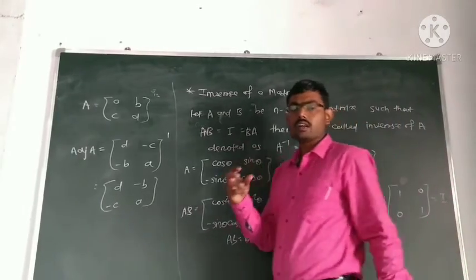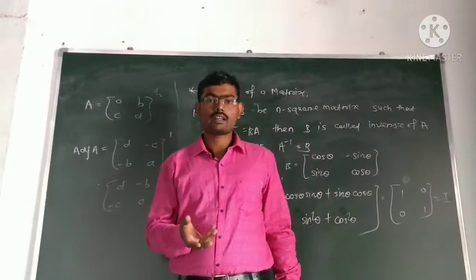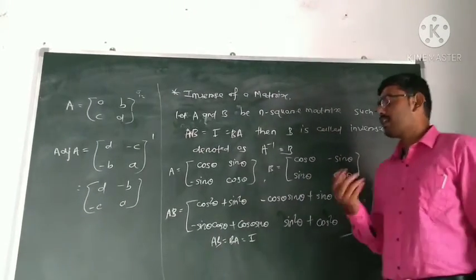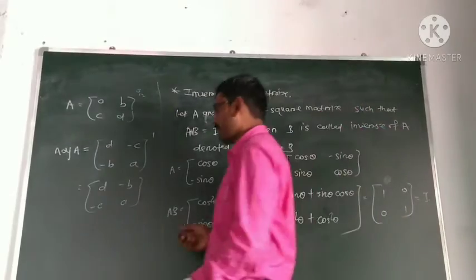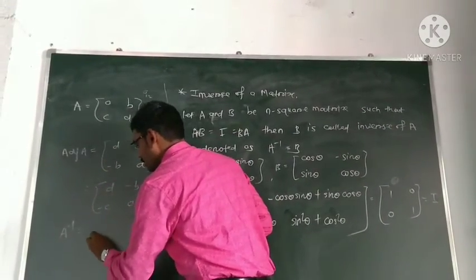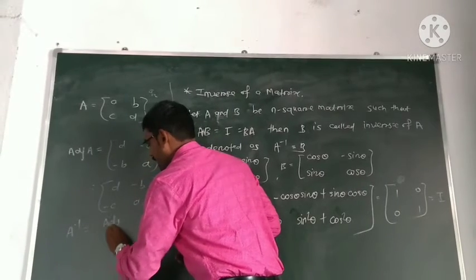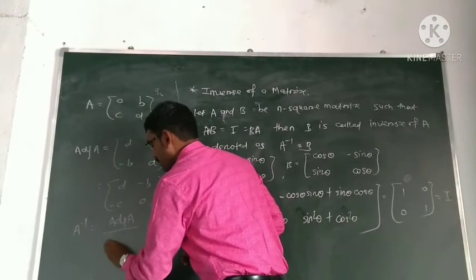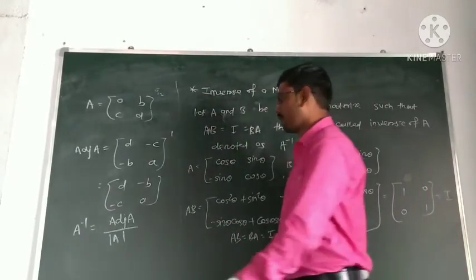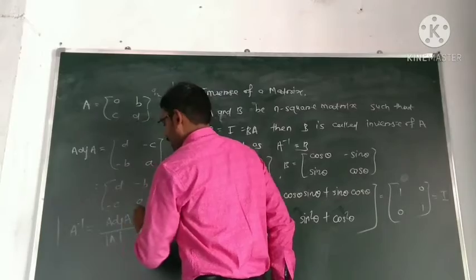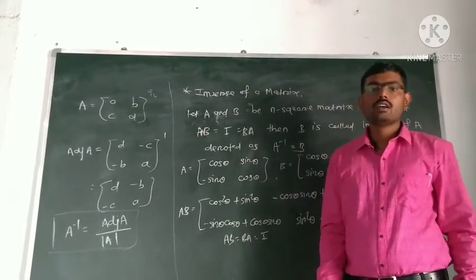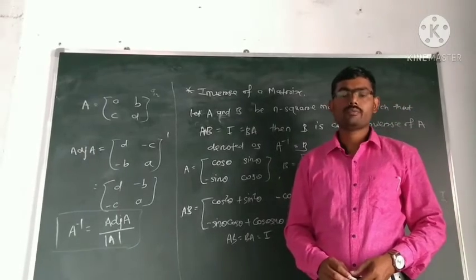This is the concept of inverse of a matrix. And there is one general formula for calculating the inverse. The formula is A inverse is always equal to adjoint of A upon determinant of the matrix. So note down this formula also. A inverse is equal to adjoint of A upon determinant of the matrix.